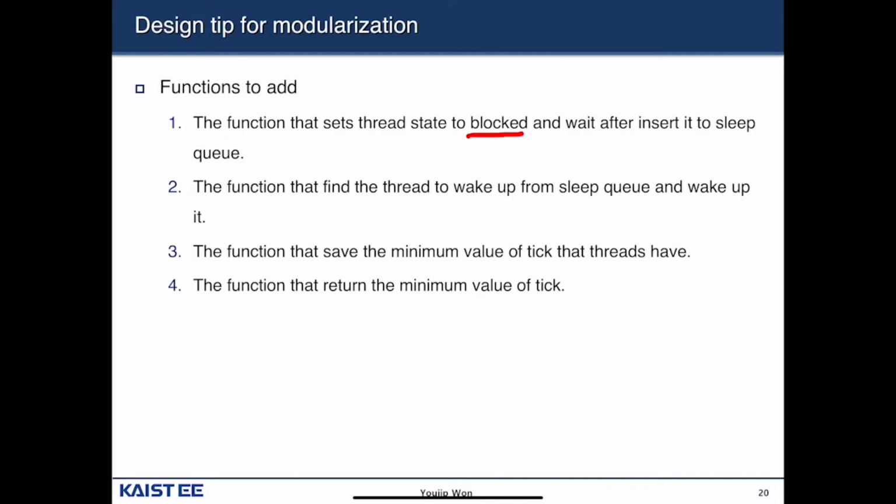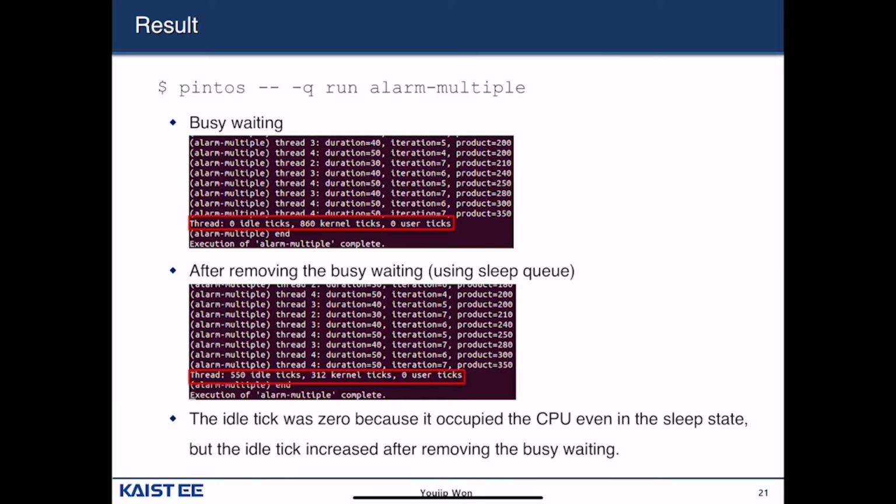And also you might want to write a function that saves the minimum value of tick that threads have. And lastly, you might want to write a function that returns the minimum value of the ticks. After you write all the code, you have to check if your code passes the alarm test. So this is the result, and then hope you pass this test.